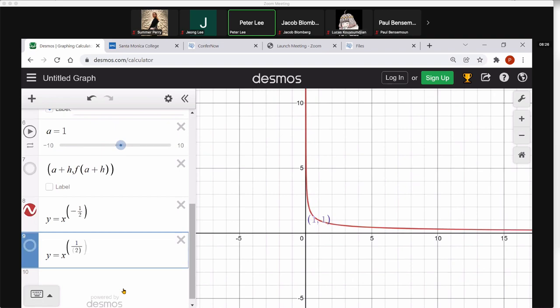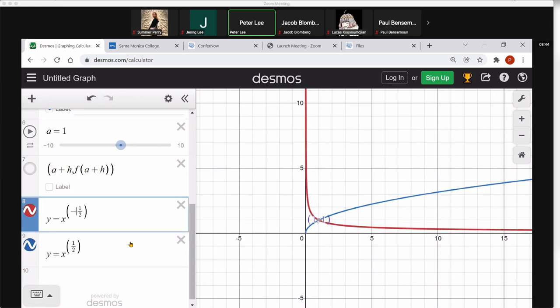Half power is the same thing as square root. It's the same thing as y equals square root of x, and you know how the graph of this looks. Again, I'm not going to spend too much time, but why don't you play with the graphing calculator and make sure that you kind of know this. And by this, there's a difference.